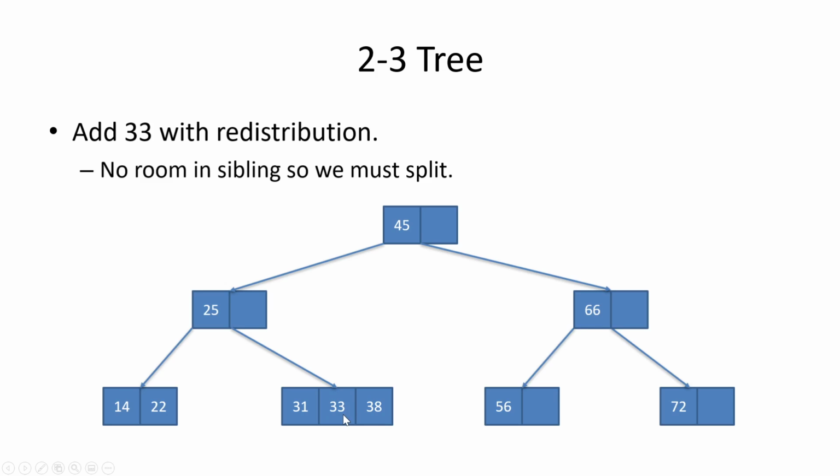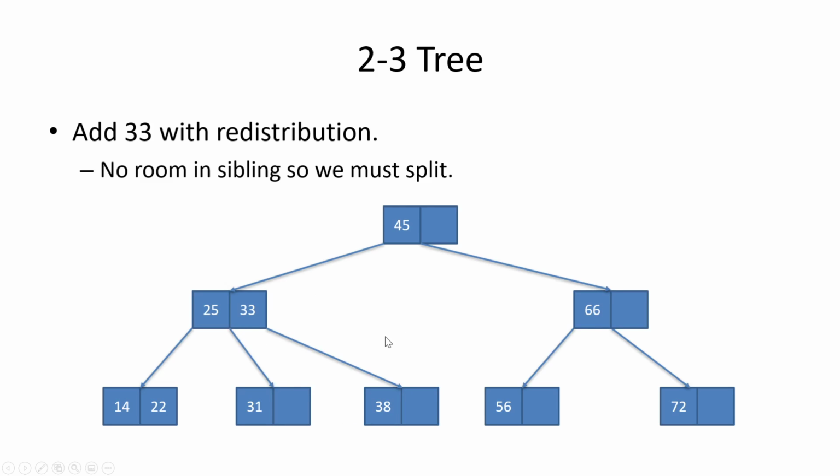So again, maybe take a moment, think for yourself, what's the split going to look like? 31 is going to go to the left, 38 is going to go to the right, 33 inserted above. 31 a node to the left, 38 a node to the right, 33 inserted above.